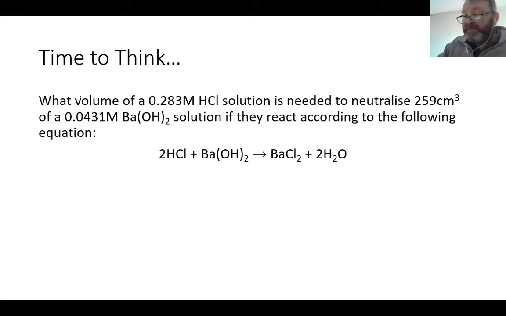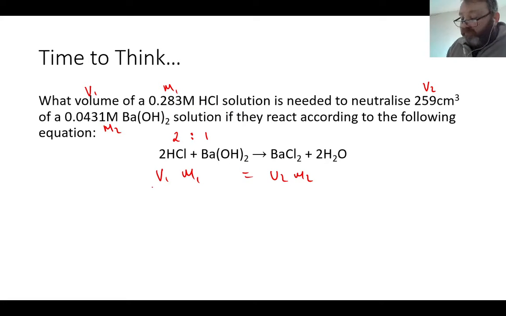What volume? So again, my V1 is going to be X. What volume of a 0.283 molar HCl solution, so that's my first molarity mentioned, is needed to neutralize 259, that's my second volume, of a 0.0431 molar Ba(OH)2 solution. So that's my second molarity. Now again, they give the reaction. And the reaction is important because it sets out the ratio between the two substances, which is 2:1. Meaning that when we use our V1M1 equals V2M2, we have to divide both sides by the respective numbers, 2 and 1. So you can fill out the formula if you wish, very, very easily.